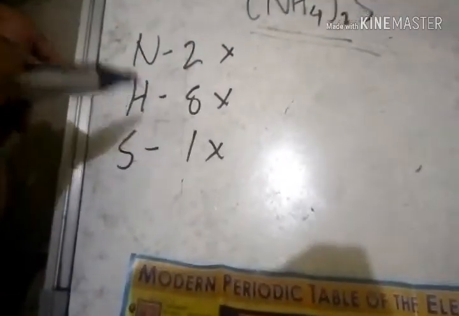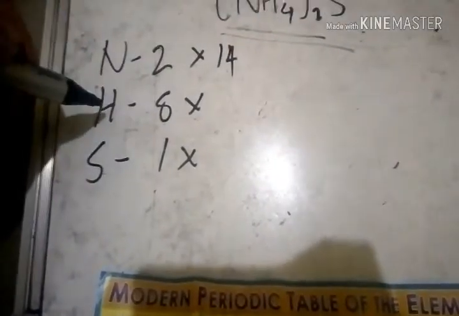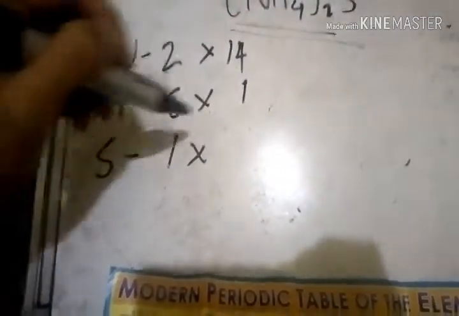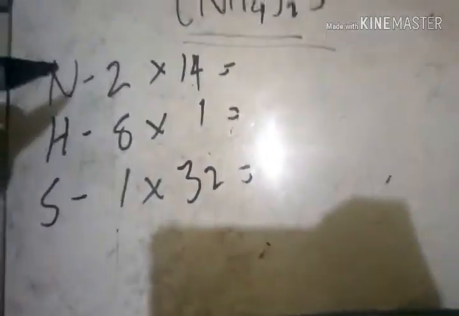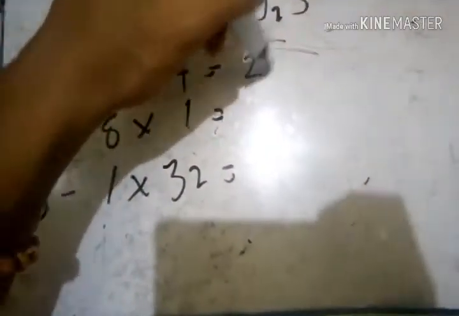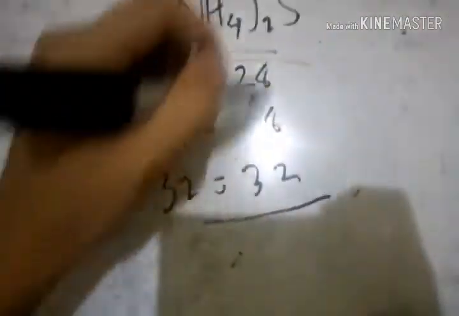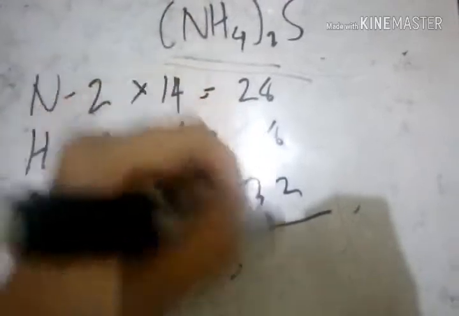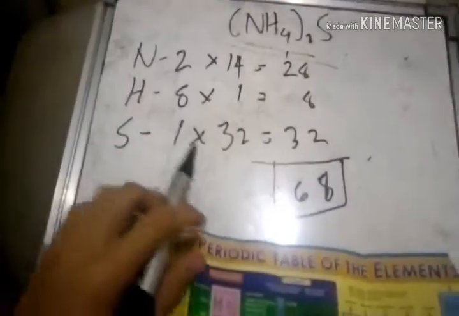So sulfur we have 1, times, in nitrogen we have 14, hydrogen we have 1, and sulfur we have 32. So let's multiply it. 14 multiplied by 2 is equal to 28, 8, and 32. So let's add: 28 plus 8 is 36, plus 32, so we have 68. And that is your formula mass.